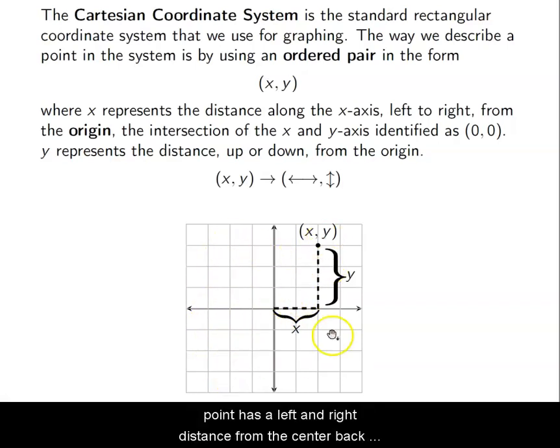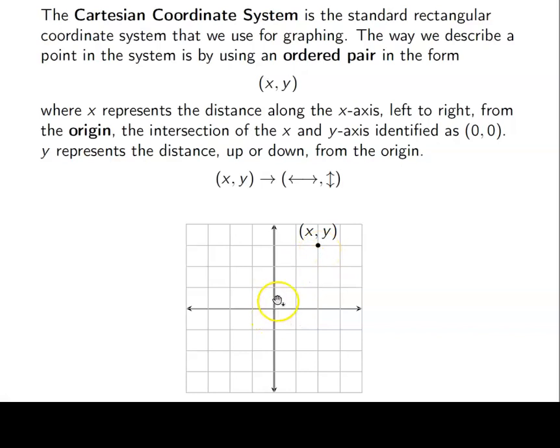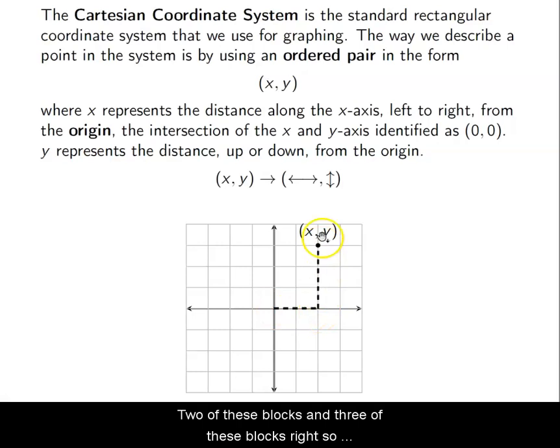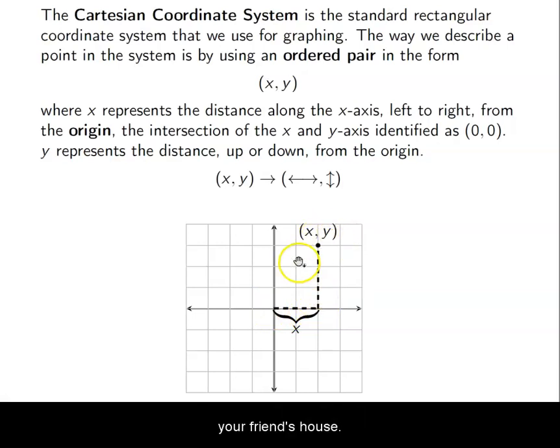Okay, so any point has a left and right distance from the center of x and an up and down distance from the center of y. So you go over and you go up. A lot of times it's similar to talking about city blocks. If this is where you are and this is where your friend lives, and each of these are neighborhoods, city blocks, like a downtown type area, you would go over 1, 2 of these blocks and then up 3 of these blocks, right? So it tells you have to go over this distance, this many blocks, and then you go up this many blocks to reach your friend's house, okay?